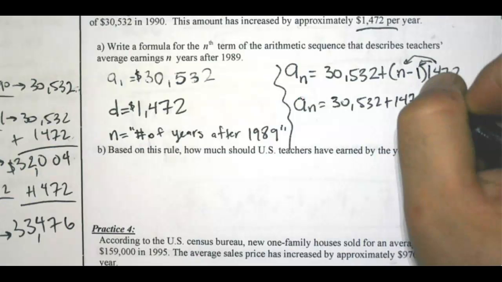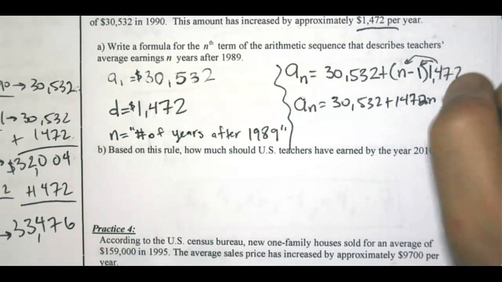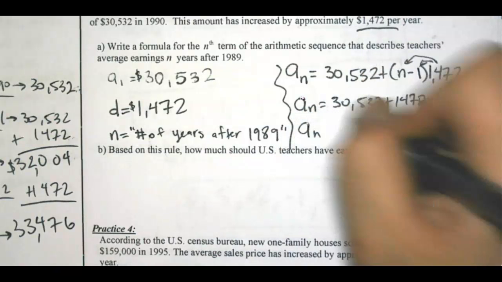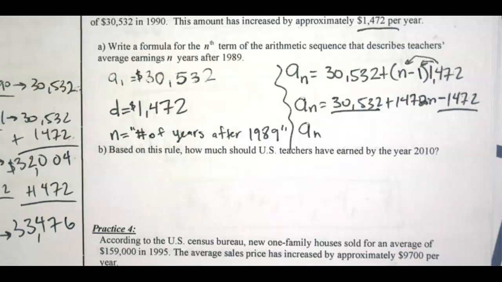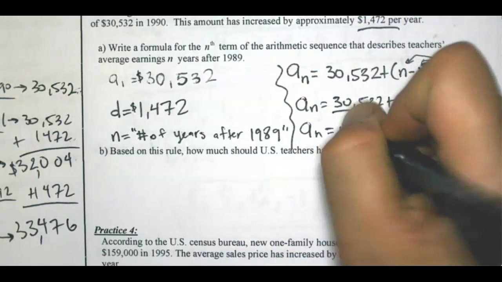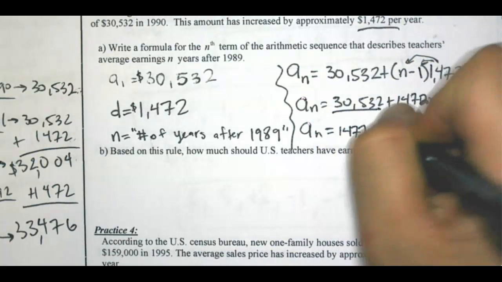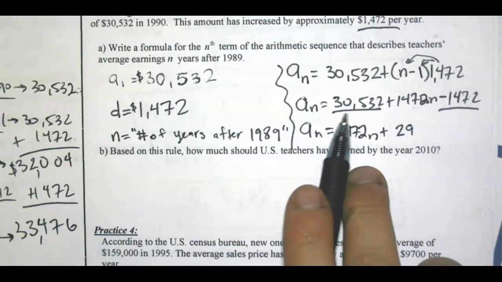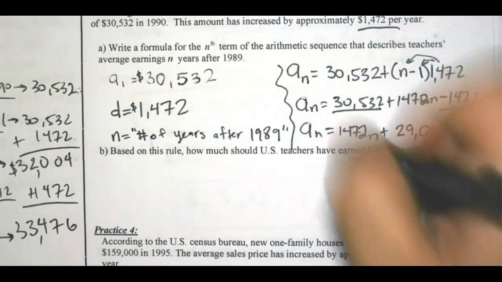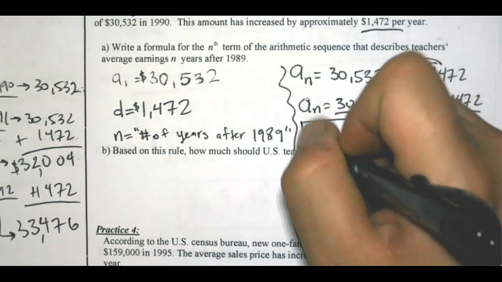1,472n minus 1,472, and then you can simplify that because you have these like terms here. 30,532 minus 1,472, so you should end up at 29,060. You still have 1,472n, and then plus, if you combine 30,532 minus 1,472, 29,060. So that's your formula.